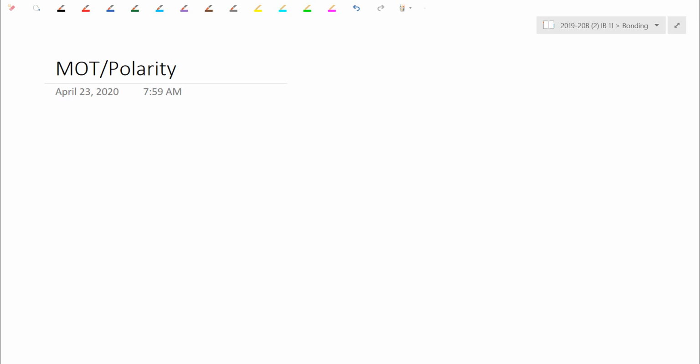Morning, everyone. So in this lesson, we're going to be touching on two separate topics. One of them is this MOT, which stands for Molecular Orbital Theory. Basically, this is the last layer we're going to add to it.